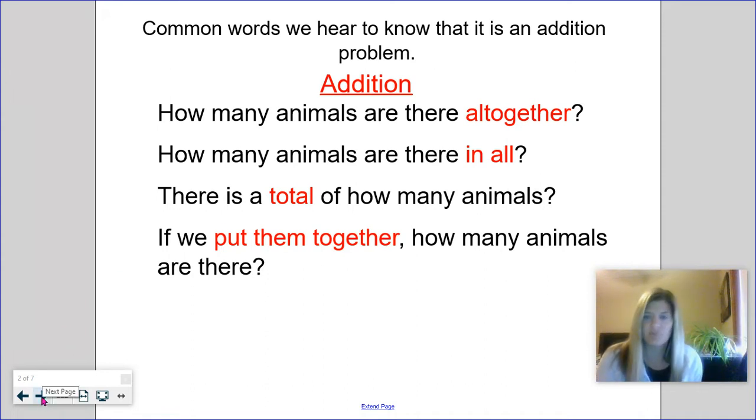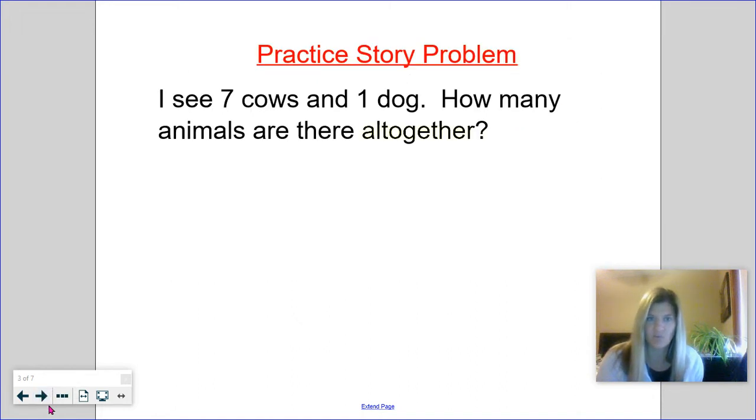So we are going to do a problem together, and I want you to listen for the key word that's in the question. Before we start this problem, make sure you have either your whiteboard and your marker out in front of you, or you have your pencil and paper. So I'm going to read the story problem to you. Listen closely. It says, I see 7 cows and 1 dog. How many animals are there all together?